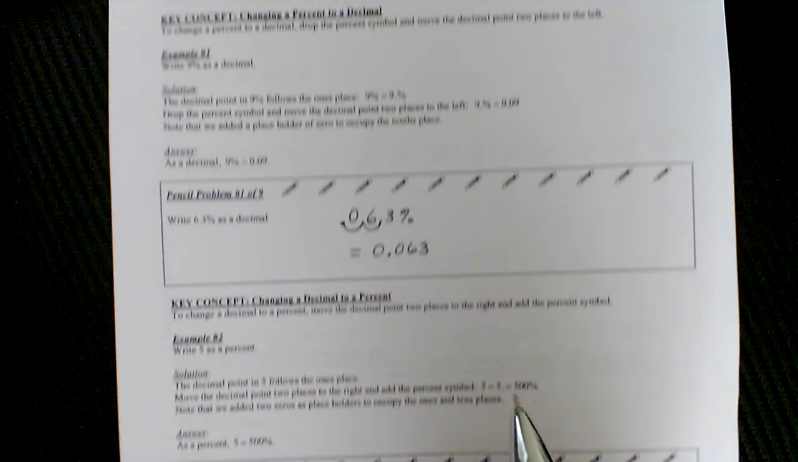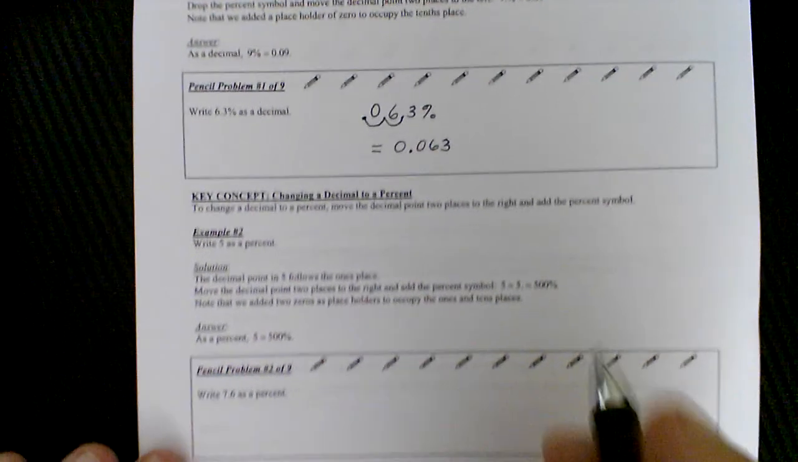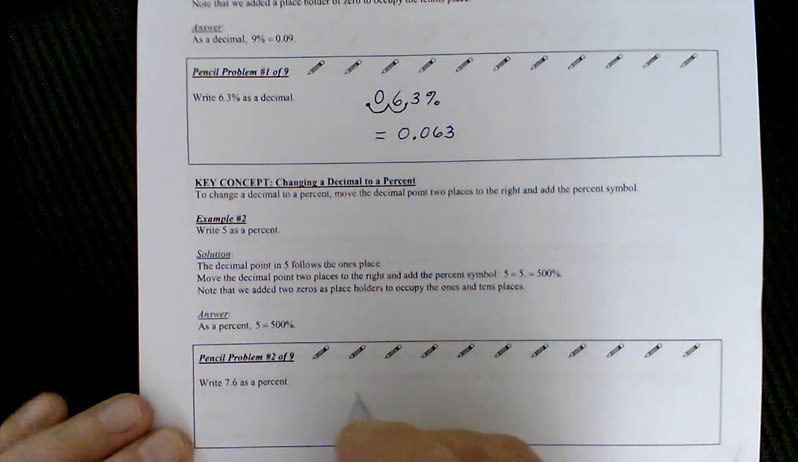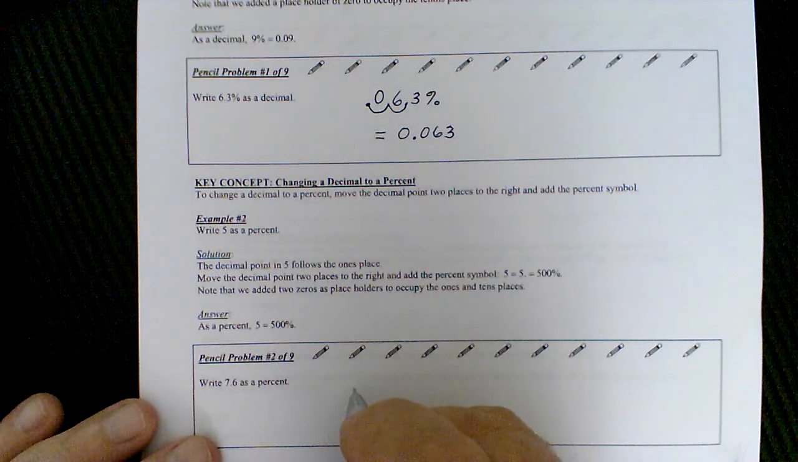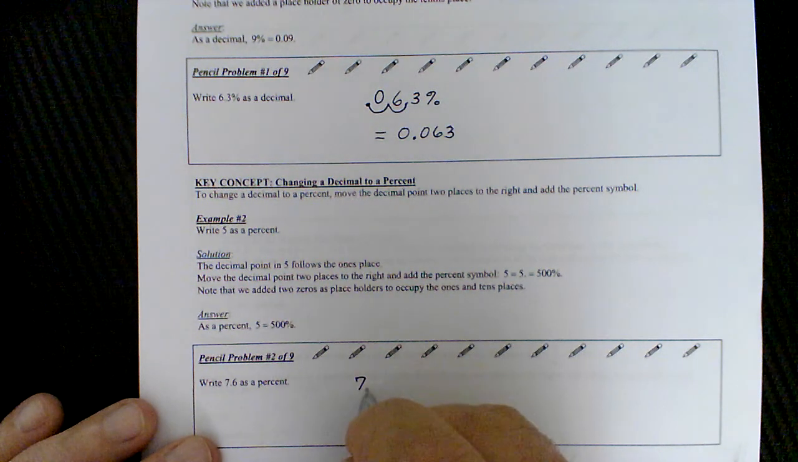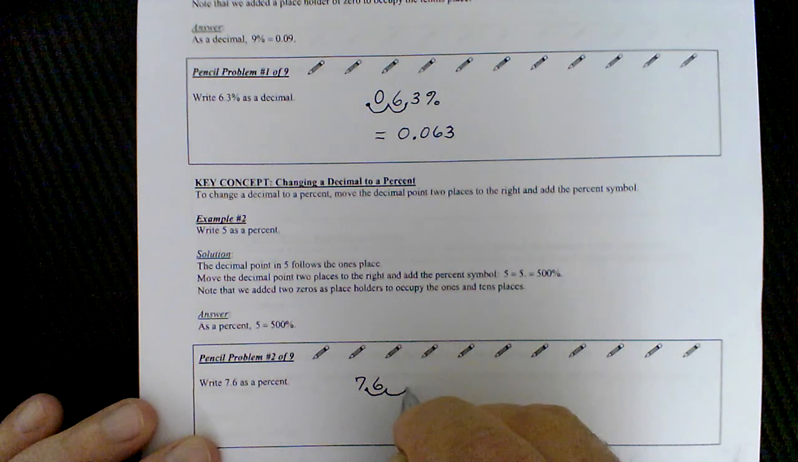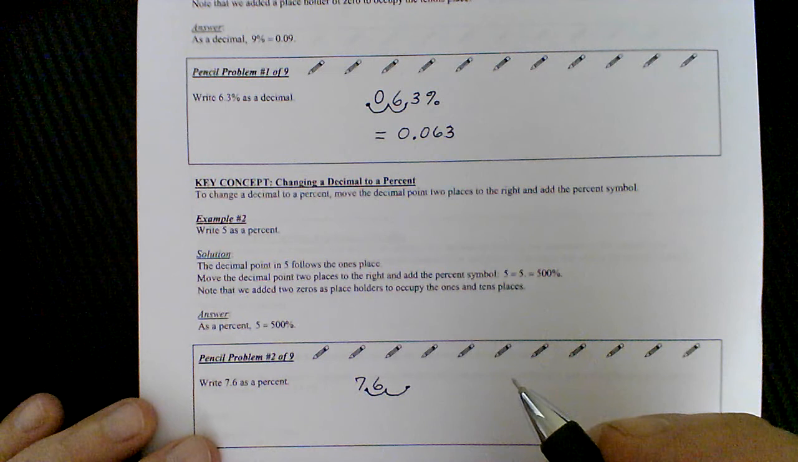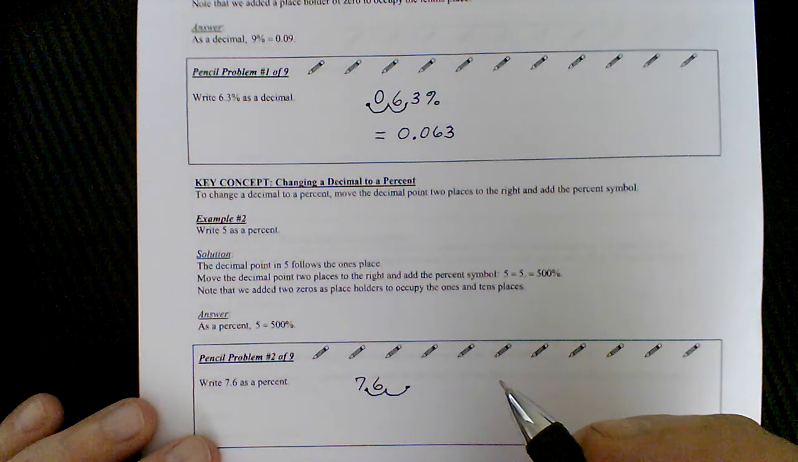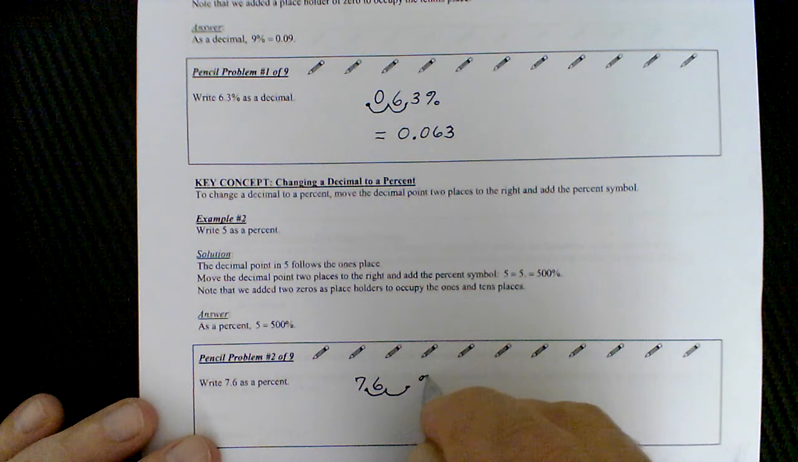And then the next concept is to change a decimal to a percent. So we're going in the opposite direction. What we're going to do is move the decimal point 2 places to the right and add the percent symbol. So if we start with 7.6, then again I'm going to use these little loops, but we're moving to the right now. And it's always 2 places, and the reason why it's 2 places is because percent means per 100, and 100 is 2 decimal places. So 2 decimal places to the right, add the percent symbol.